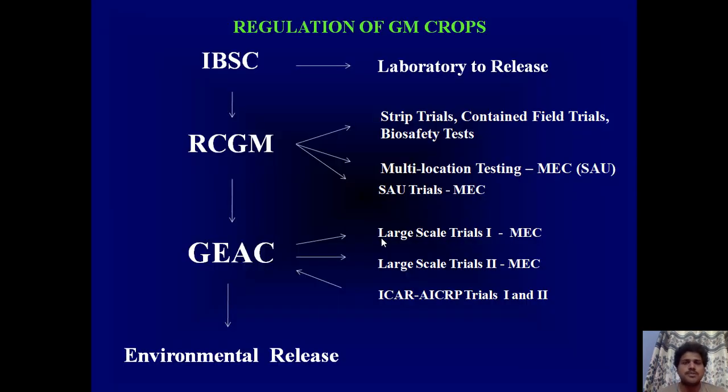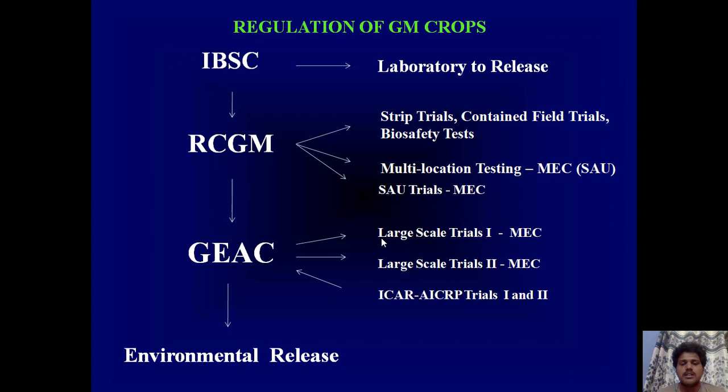Then regulation of GMOs. You see IBSC, laboratory release, RCGM, strip trials, containment field trials, biosafety tests, multi-location testing, monitoring cum evaluation by SAUs, SAU trials, monitoring cum evaluation committees, then GEAC, large scale trial 1, monitoring cum evaluation committees, then large scale trial 2, monitoring cum evaluation committees, then ICAR ECRIP trial 1 and 2, then finally environmental release.